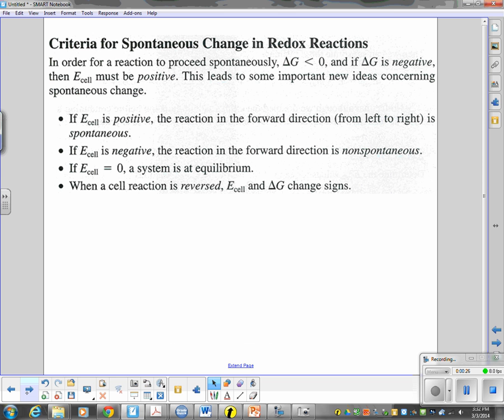So let's talk about a few other things that you need to know about electrochem. First thing is, if E cell is positive, we say a reaction is spontaneous. If E cell is negative, we say the reaction in the forward direction would be non-spontaneous. And finally, if E cell is 0, we say the system is at equilibrium.